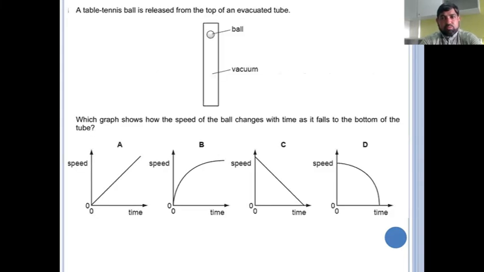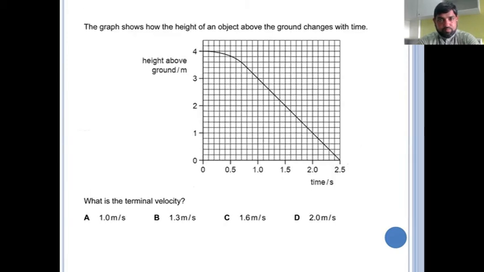Okay, a table tennis ball is released from the top of an evacuated tube. Which graph shows how the speed of the ball changes with time as it falls to the bottom of the tube? So there is no air resistance. Speed is increasing, acceleration is constant, and we cannot go for option C and D, which are showing that speed is decreasing. We can go for A and B, and A is showing constant acceleration. B would have been if there was air resistance, but now we'll be going for option A because in absence of air resistance, acceleration will be constant and speed will be increasing at a constant rate.